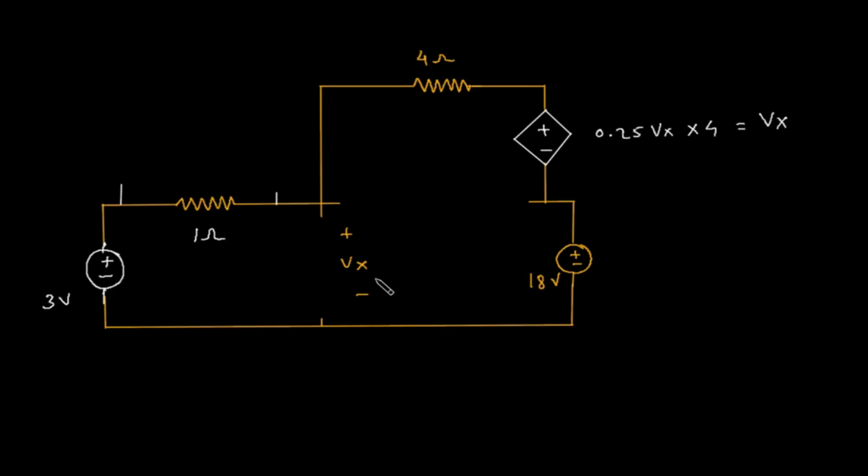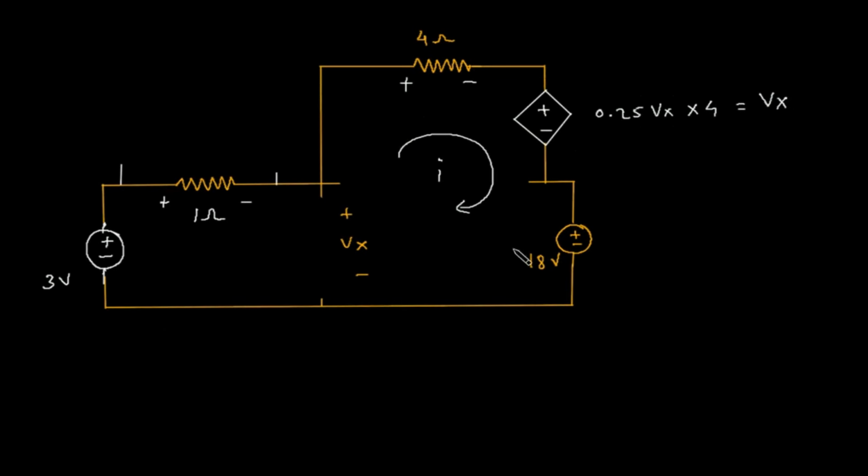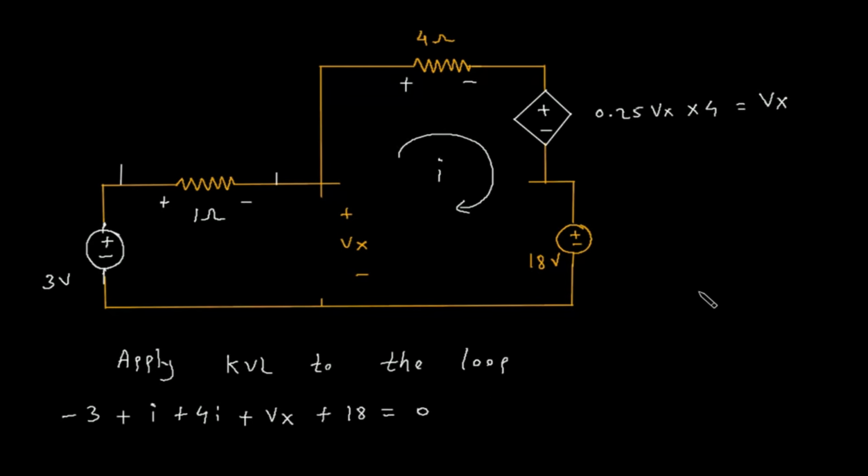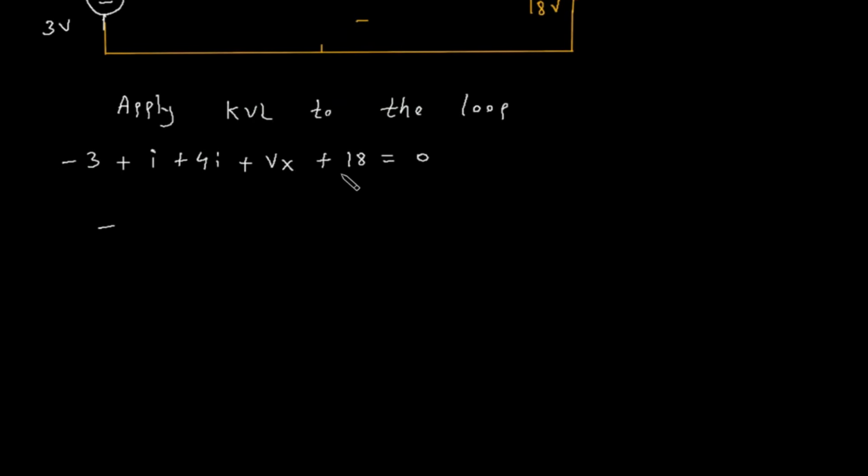Now we will apply KVL to this loop. Let's assume the direction of current. Let's say this is current I, so this will be positive, negative. Apply KVL to the loop. Let's say we start from here. So this will be minus 3, then plus 1 into I plus 4 into I, then plus Vx plus 18 is equal to 0. So this will be 18 minus 3, 15, then plus 5I plus Vx is equal to 0. Let's say this is equation number 1.